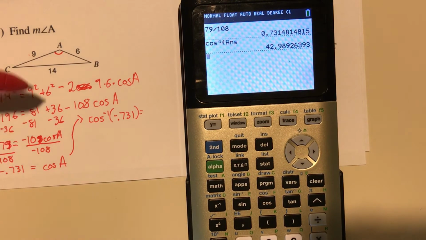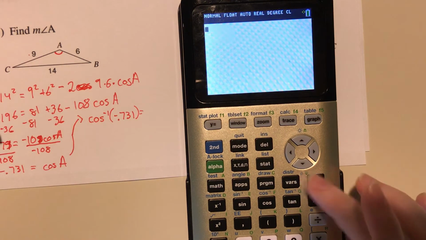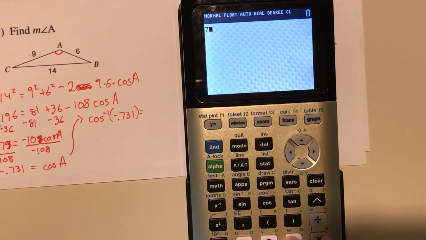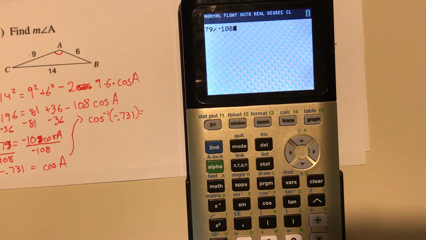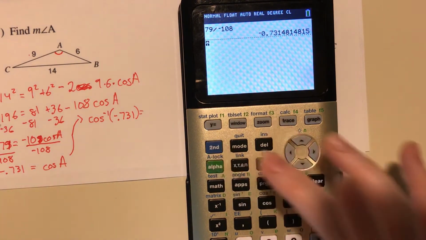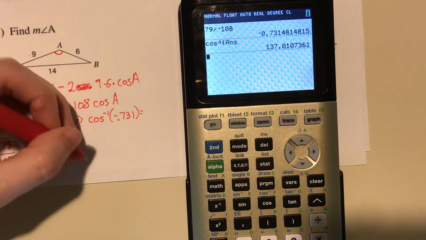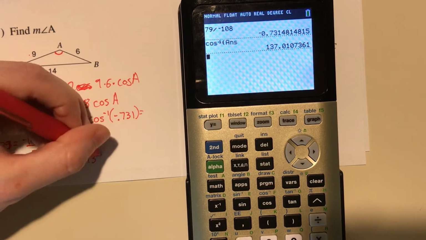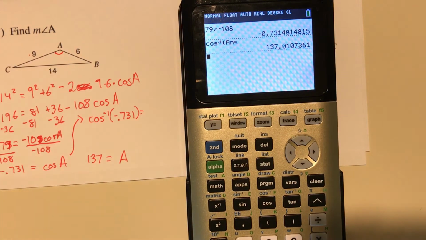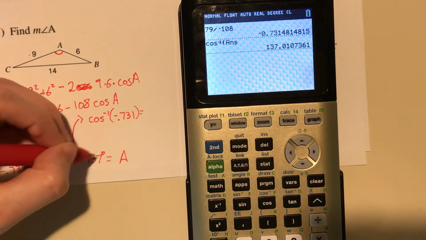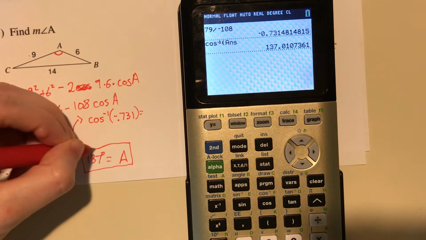And I get 42.9. Oops, I should be getting negative 108. 79 divided by negative 108. And there, so inverse cosine of that, because it's going to be different, is going to be 137. So 137 is equal to angle A, or A degrees. 137 degrees is what angle A will be.